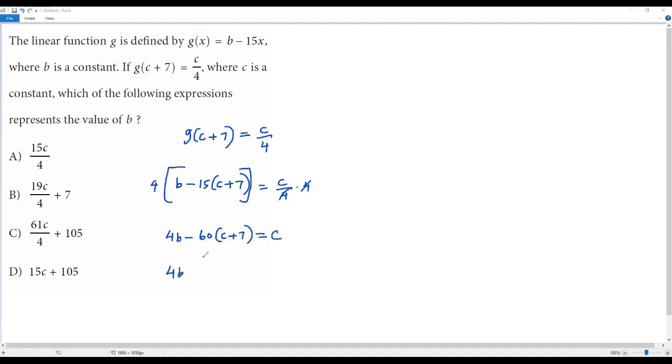Okay, 4b. Now we can distribute this negative 60 to this c. Then we get negative 60c. When I distribute this negative 60 to this positive 7, I'm getting negative 420 equals c.